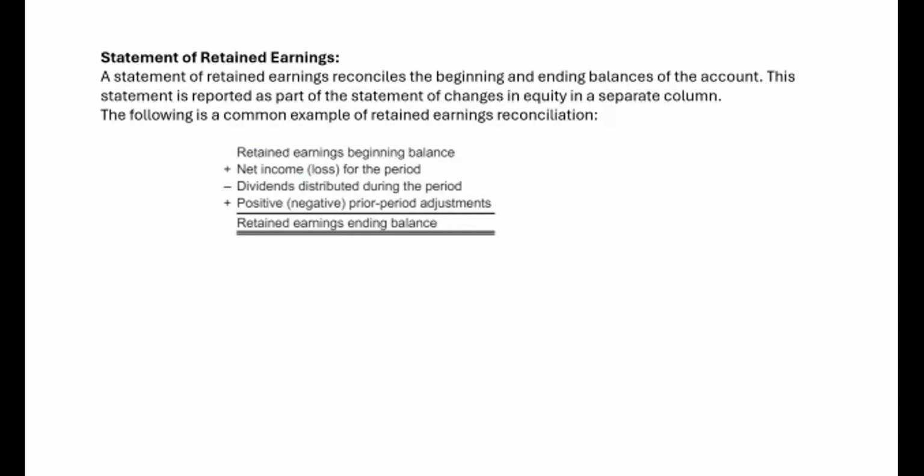The statement of retained earnings reconciles the beginning and ending balances of the account. This statement is reported as part of the statement of changes in equity in a separate column. The following is a common example of retained earnings reconciliation. Retained earnings beginning balance, add net income or loss for the period, then minus dividends distributed during the period, and add positive or negative prior period adjustments. And then we will get the retained earnings ending balance.